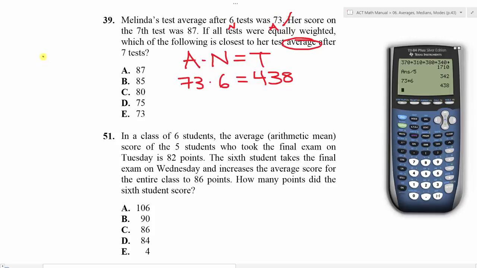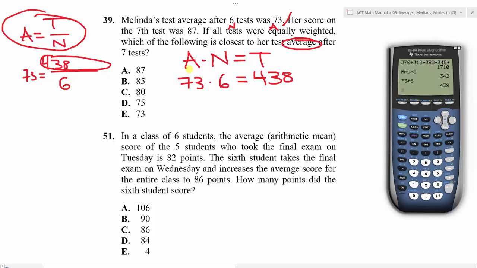And in case anybody is still a little bit tentative on the whole ANT issue, remember that in order to produce that average of 73, a total over a number of tests would have to equal it. Well, this total up here would have to be 438. 438 divided by 6 would give us that 73. Again, all we're doing is rearranging this basic formula to get this, simply because it makes things a little bit more efficient and a little bit simpler.